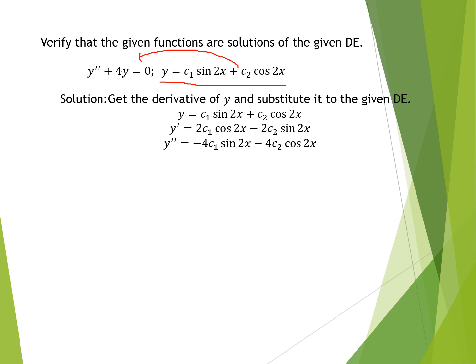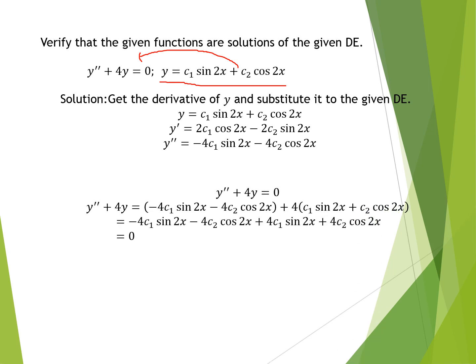Your y is c1 sine 2x plus c2 cosine 2x. The first derivative is 2c1 cosine 2x minus 2c2 sine 2x. Remember that the derivative of 2x there is 2. And y double prime is negative 4c1 sine 2x minus 4c2 cosine 2x. And then plug it into y double prime plus 4y equals 0, and see, it will satisfy 0 here.